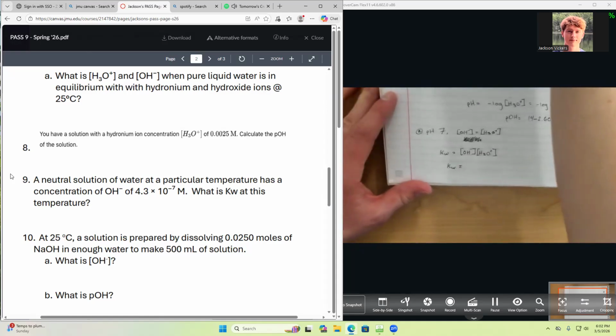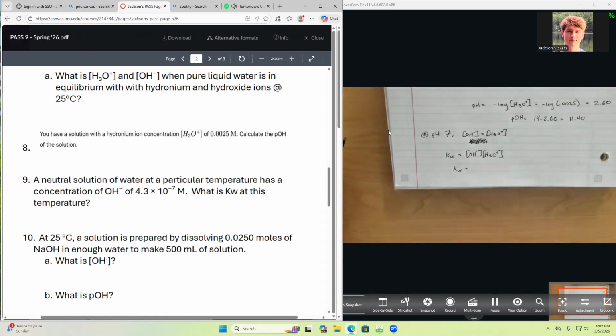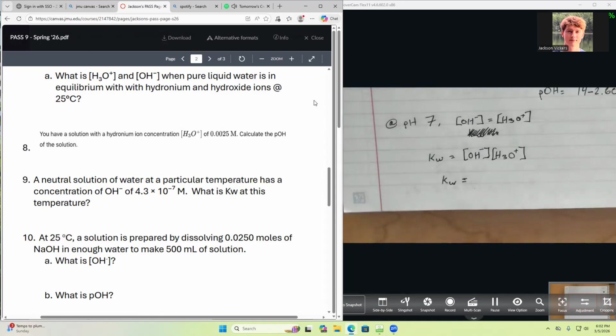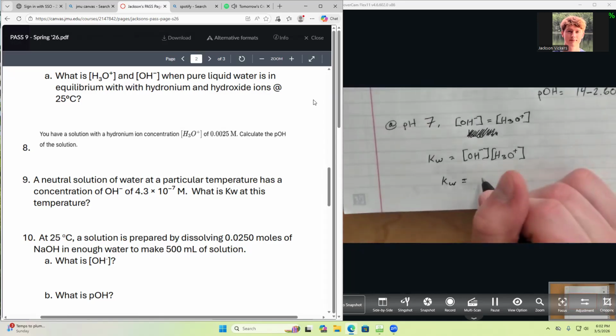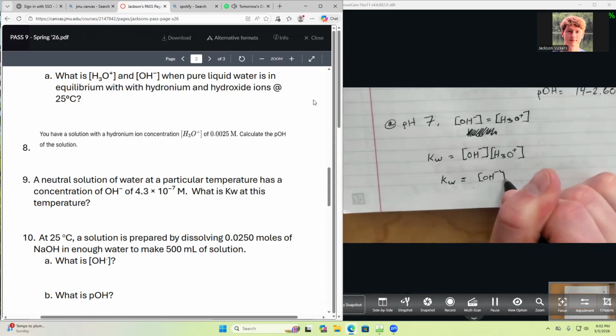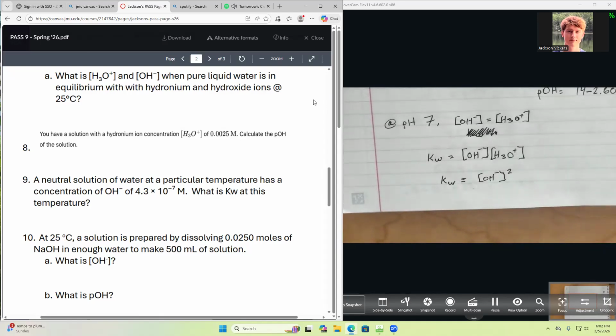We'll walk through the thing. So again, a really important detail here. We said that at pH 7, the amount of hydroxide ion is equal to the amount of hydronium ion. So again, let's go back to what Kw is. Kw is OH minus times H3O plus. And we have one of those values, and we know that the other one's the same. So we can basically say that Kw is equal to OH minus squared, right? They're the same thing. So the answer here is really just 4.3 times 10 to the minus 7 squared.